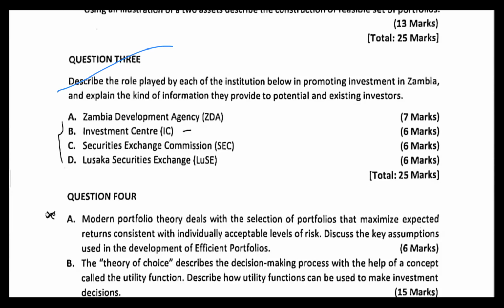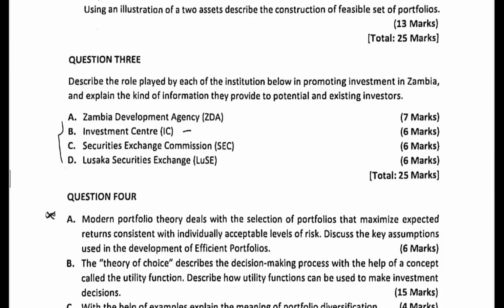We are looking at question number 3 of the year 2024 test number 1 that our colleagues had in Investments, Analysis, and Portfolio Management. And so we have question number 3 that we are revising, and the question reads, as I am reading in your hearing: Describe the role played by each of the institutions below in promoting investments in Zambia and explain the kind of information they provide to potential and existing investors.